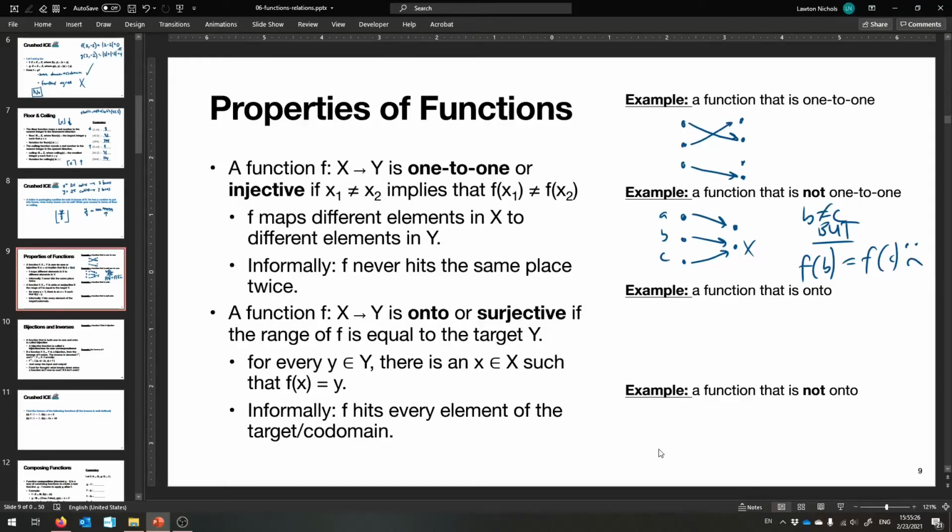So here we go. A function that is onto, well, here's one. It doesn't necessarily have to be one-to-one either. Bam, bam. There we go. Let's make this prettier. That's more like a function. Okay, so here's a function that is onto, because every element of the codomain is being hit. It is equal to the range. That is the idea. So hopefully that makes sense.